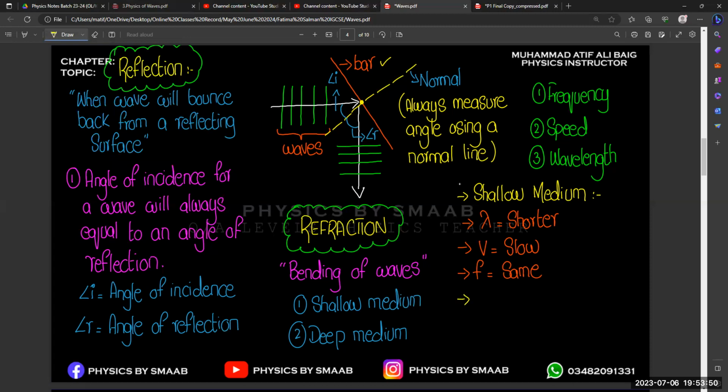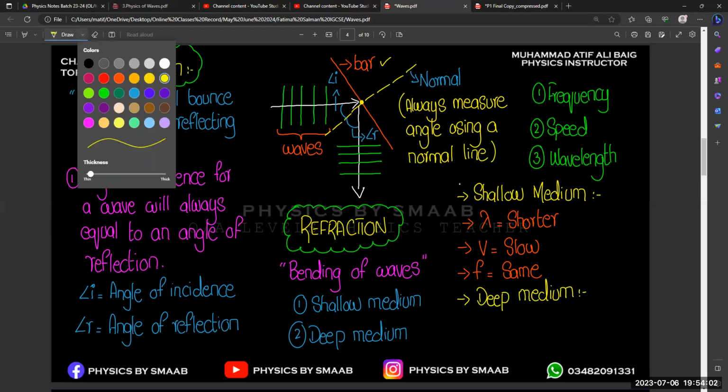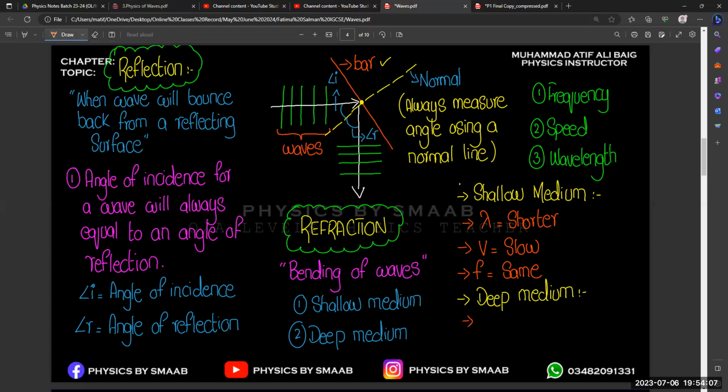And finally, if we talk about the deep medium, because it is greater in depth as compared to the shallow medium, the wavelength will be greater and the speed will also be greater compared to the shallow medium. And the final thing is frequency. Frequency remains the same in both cases.